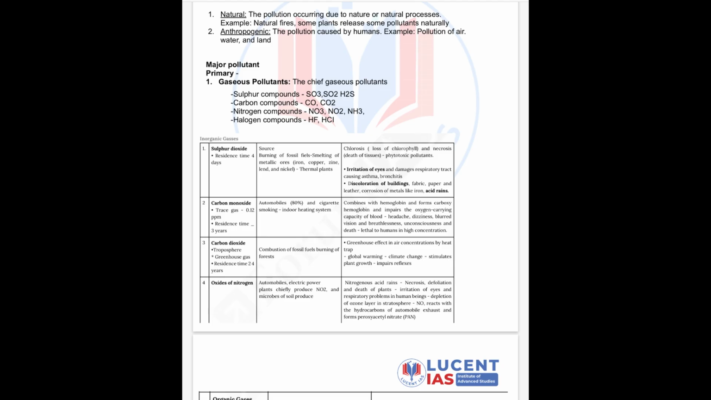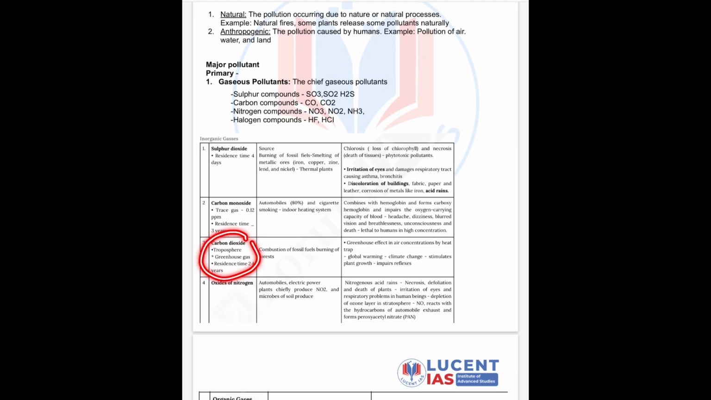Then carbon monoxide. What is the residence time? Residence time is 3 years. It is released from automobiles, cigarette smoking, indoor heating systems, etc. What it does is combine with hemoglobin and form carboxyhemoglobin, and impair the oxygen carrying capacity of blood, leading to headache, dizziness, blurred vision, breathlessness, etc.